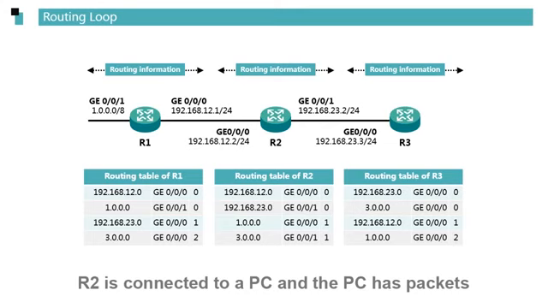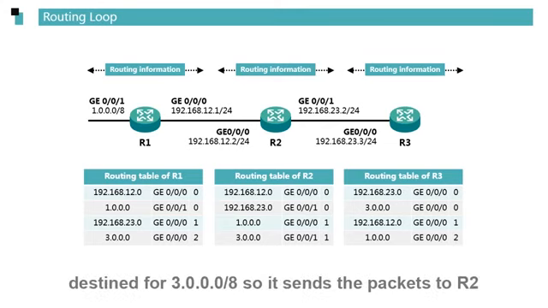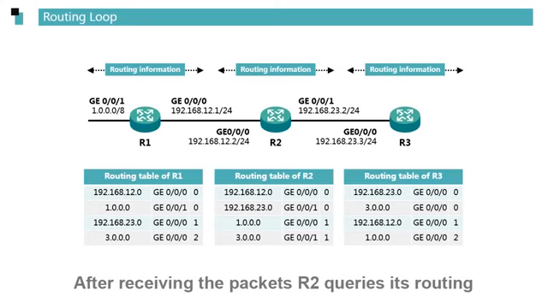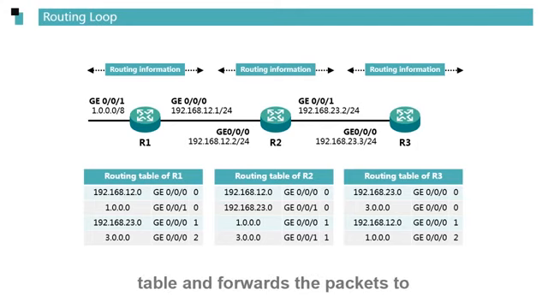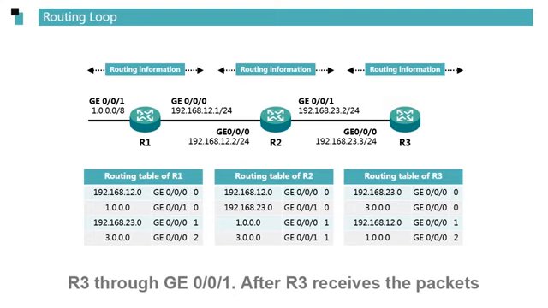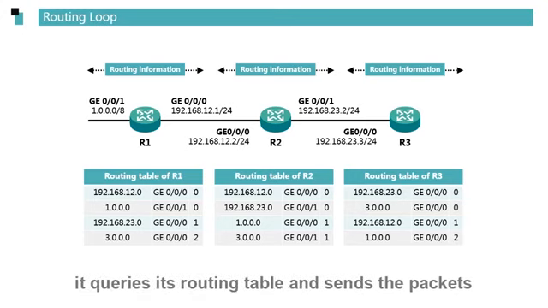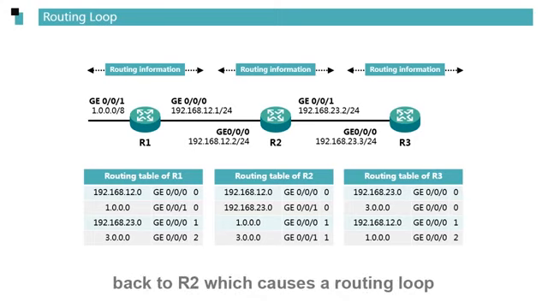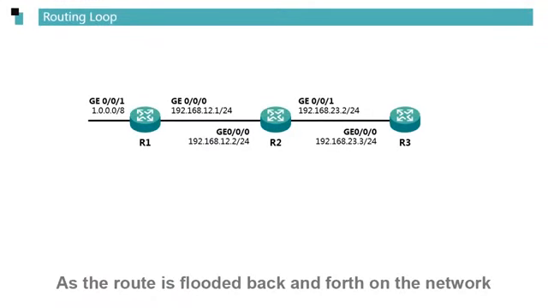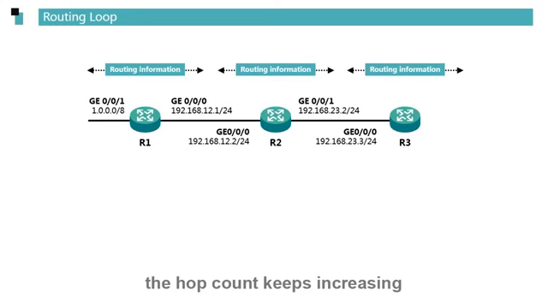R2 is connected to a PC, and the PC has packets destined for 3.0.0.0/8. So it sends the packets to R2. After receiving the packets, R2 queries its routing table and forwards the packets to R3 through GE0/0/1. After R3 receives the packets, it queries its routing table and sends the packets back to R2, which causes a routing loop. As the route is flooded back and forth on the network, the hop count keeps increasing.